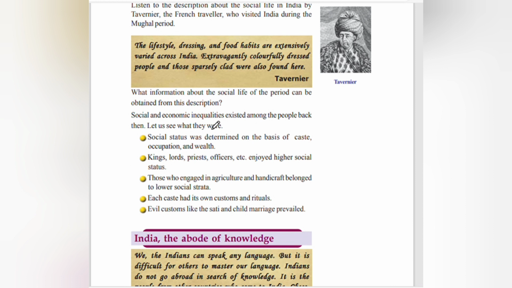Social and economic inequalities existed among the people back then. Social status was determined on the basis of caste, occupation, and wealth. Kings, lords, priests, officers, etc. enjoyed higher social status. Those who engaged in agriculture and handicraft belonged to lower social strata. Each caste had its own customs and rituals. Evil customs like sati and child marriages prevailed.